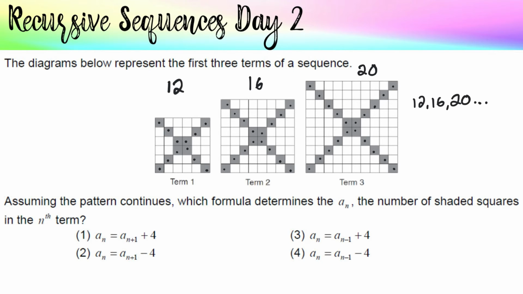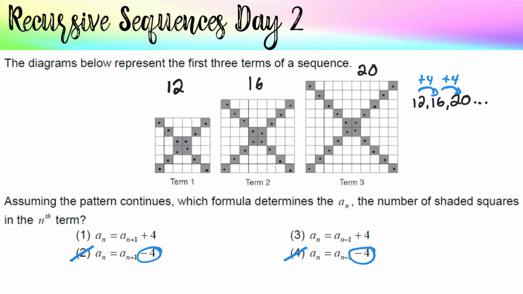Now looking at that, it's actually not nearly as bad as what we were thinking from before. You can see here that what you're actually doing to get from one term to the next is adding 4. Since you're repeatedly adding 4, it's going to be either choice 1 or 3. It can't be choice 2 and it can't be choice 4 because of the minus 4 at the ends.